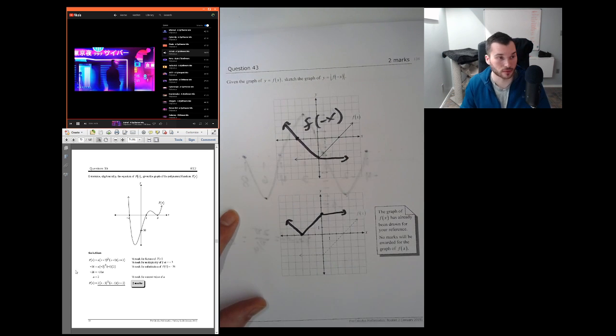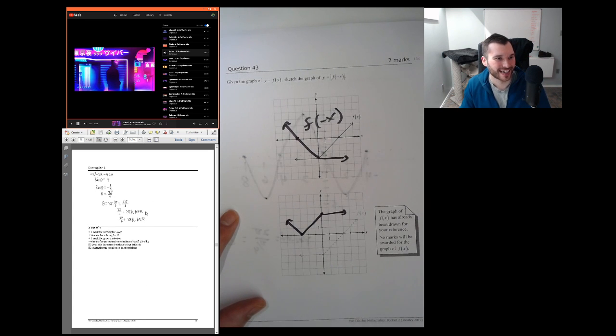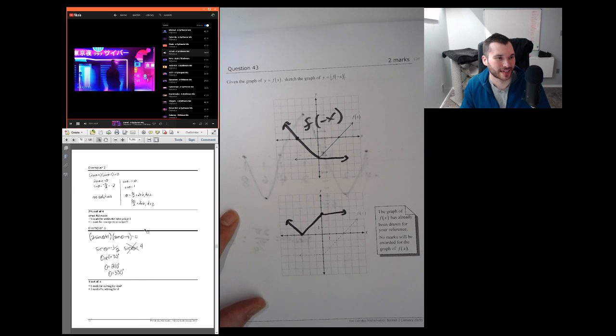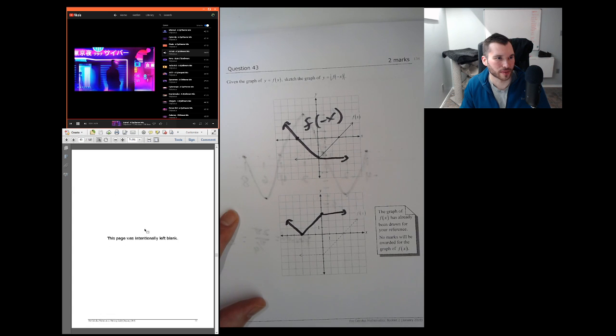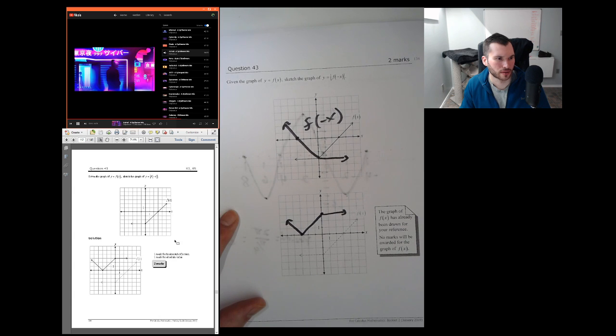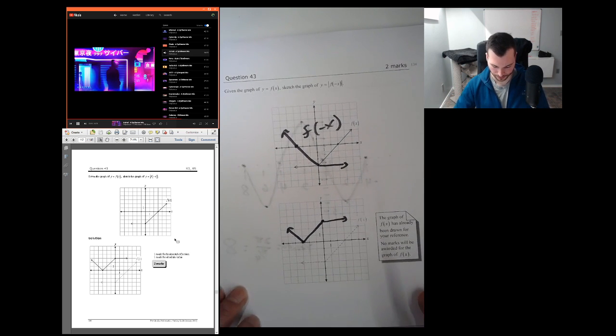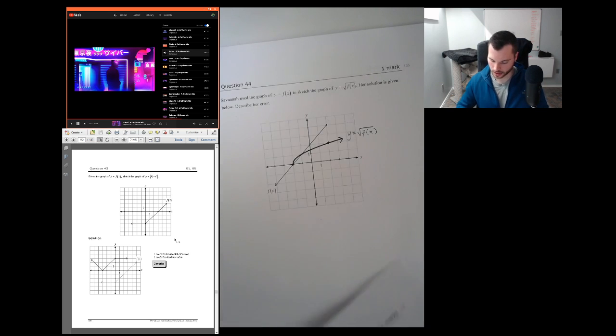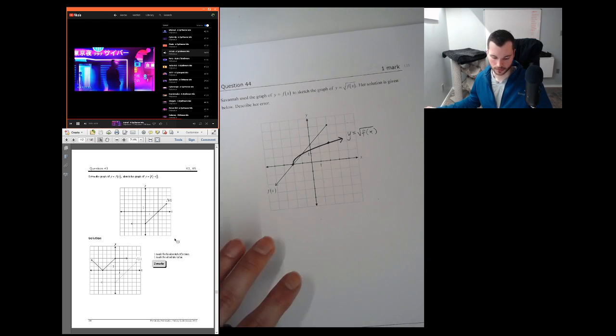I'm checking the marking guide though. What was it? 43. I want to check the answer for myself here. I don't think it's right. No, I'm good. Okay, yes. See, I knew it was right. Okay, good. All right, continuing on. Almost done.